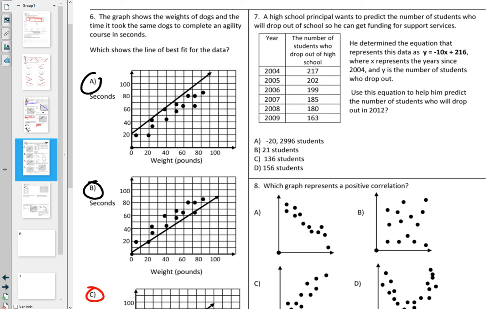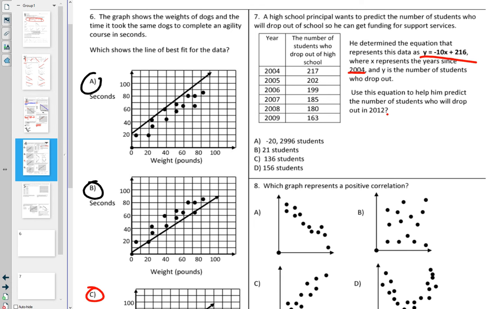So this would be much more difficult if all they did was give us the table, and then we would have to come up with the equation. That's what we would need a graphing calculator for. But since they've already given us the equation, X is the years since 2004, and Y is the number of students.